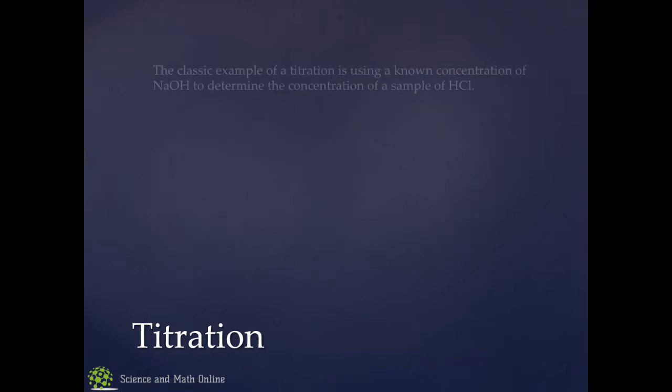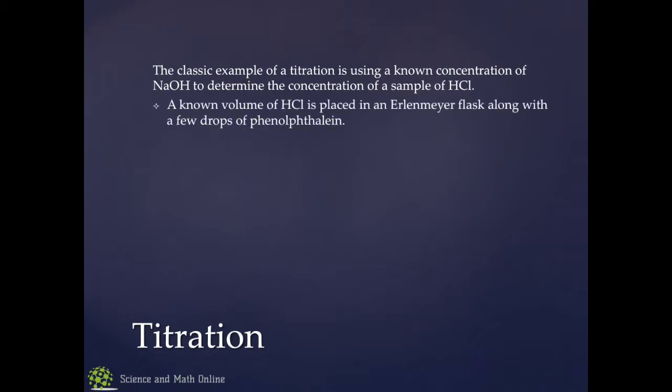So I'm going to run through the steps of what this looks like. If we have a known concentration of sodium hydroxide, we can use it to figure out the unknown concentration of hydrochloric acid. And so you measure its volume carefully using graduated cylinders, and then you place it in an Erlenmeyer flask. Add a few drops of phenolphthalein, that's going to be your indicator. Because if you remember, phenolphthalein, right around 8 to 10, it changes color.